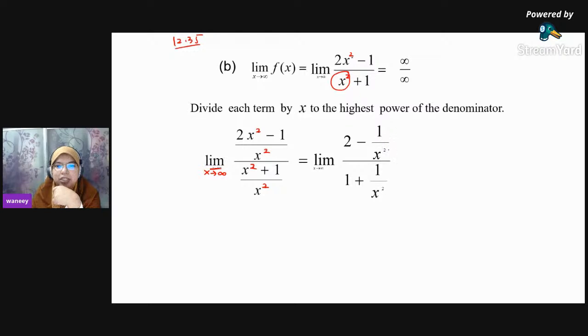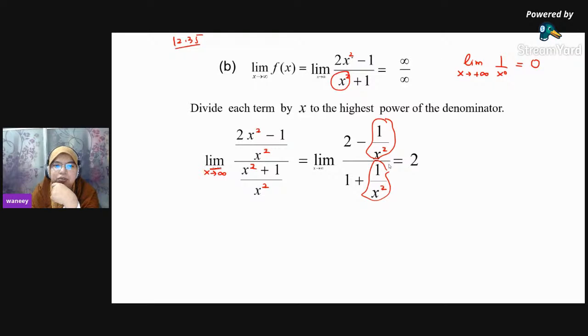So we got 2 minus 1 over x squared, 1 plus 1 over x squared. And then the limit for x approaching positive infinity of 1 over x to the power of n. So this is what we learned yesterday. This is actually equal to 0. So that means this fraction is 0. This fraction is also 0. So we are going to get 2.